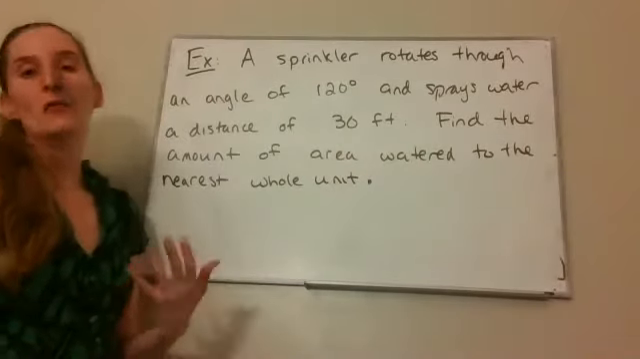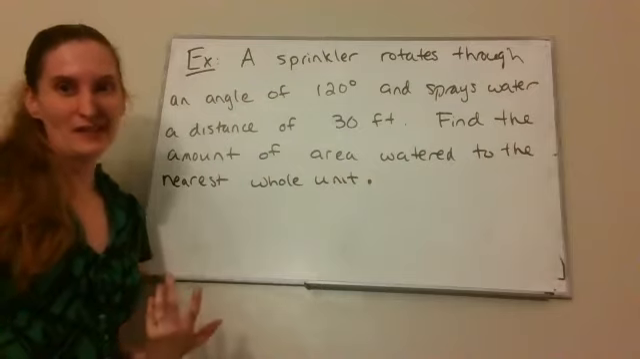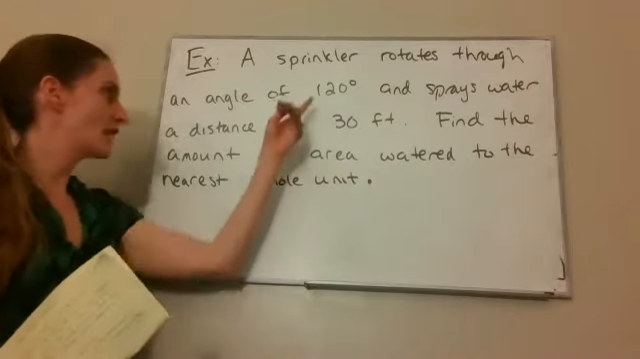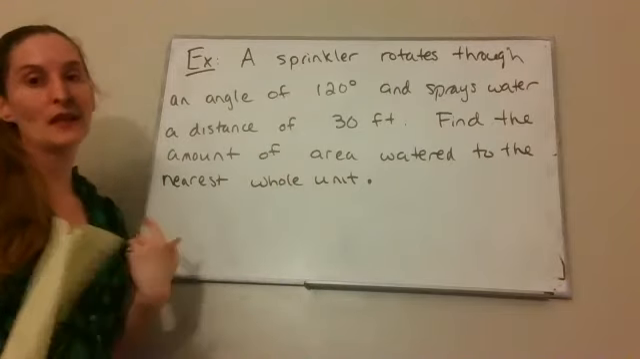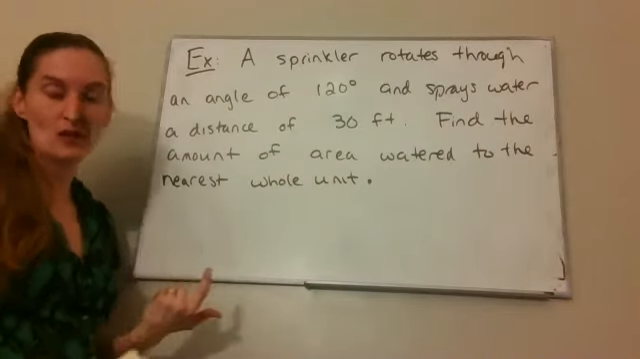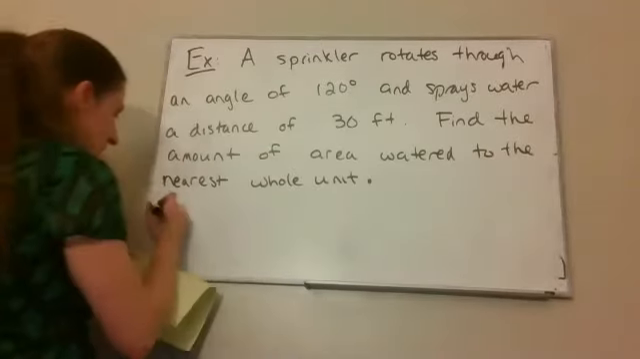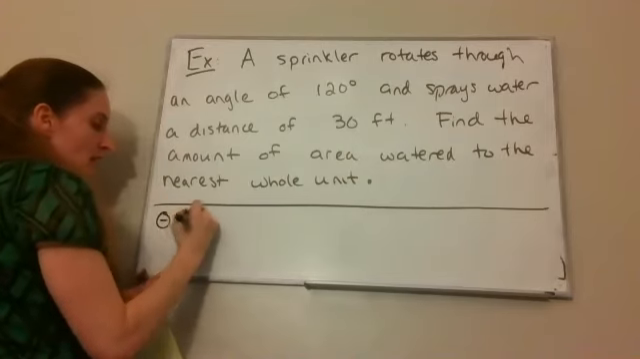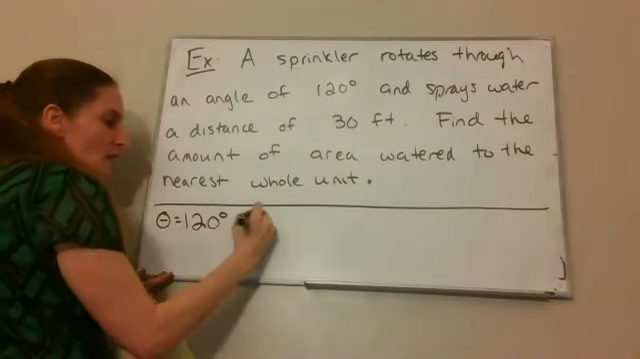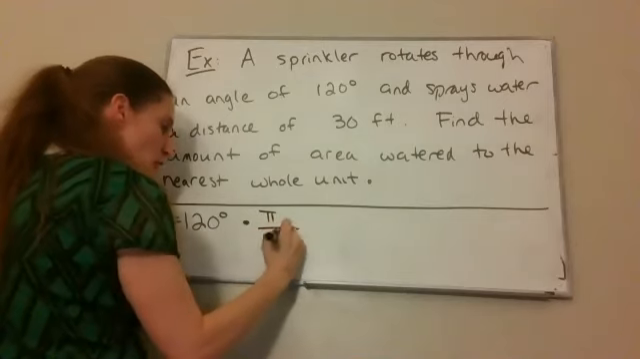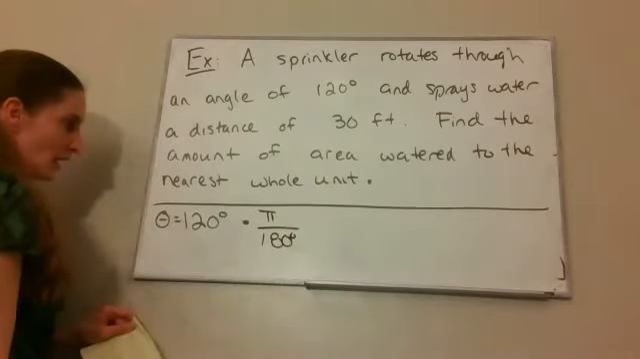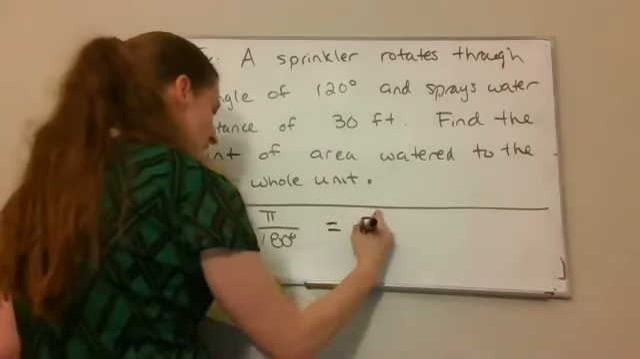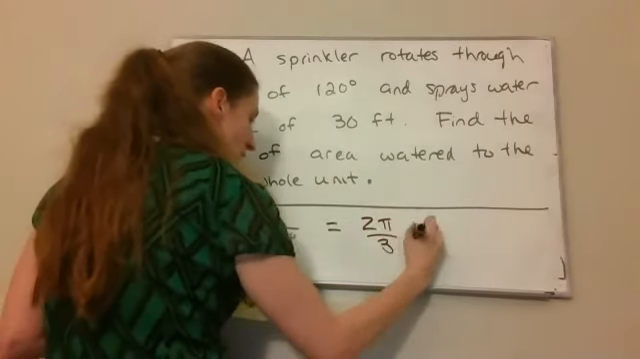Well, first, we know that our formula for the area of a sector requires radians and not degrees. So we're going to have to take this 120-degree angle and convert it into radians before we can use the formula. My angle is 120 degrees times pi over 180 degrees to get it into radians. When I simplify this fraction, I get 2 pi over 3 radians.